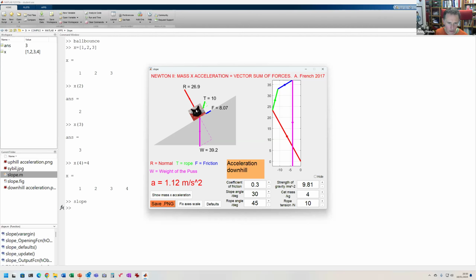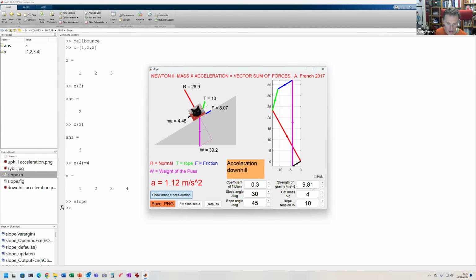And we've got the normal contact force, a kind of rope tension pulling the cat up the slope, and we've got some friction here. If we do the vector sum of forces, we can use our computer to work out what that vector sum is. And you can see that it's not a closed polygon. So if I show the mass times acceleration, we can see the black arrow going down the hill. So MA is 4.48 newtons. So the cat is accelerating.